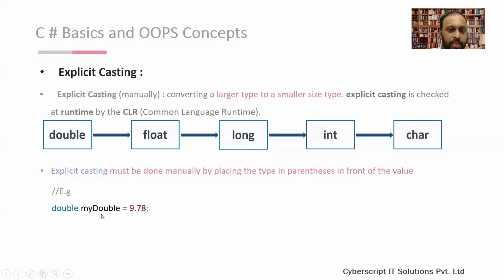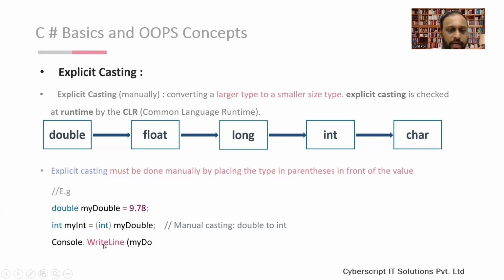So here we have declared one variable which is of type double, that is myDouble, and the value is 9.78. And now we are trying to assign that value to an integer variable, that is myInt. So as we discussed, explicit casting must be done manually by placing the type in parentheses in front of the value. So here we have mentioned the parentheses and the data type I want to convert this value to, that I have to mention over here. So it's called manual casting, which will convert the double value to an int value.